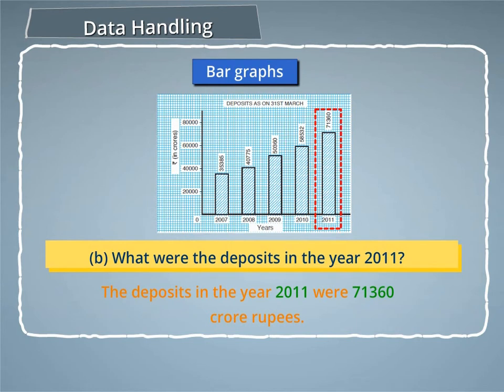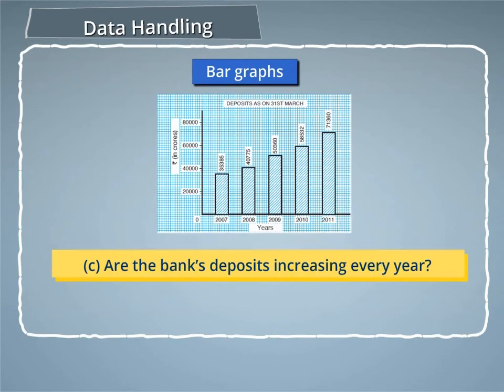What were the deposits in the year 2011? Here the number written on the top of the bar for the year 2011 is 71,360. So the deposits of the year 2011 were 71,360 crore rupees. Are the bank's deposits increasing every year? As the heights of the bars are increasing every year, the bank's deposits are increasing every year.